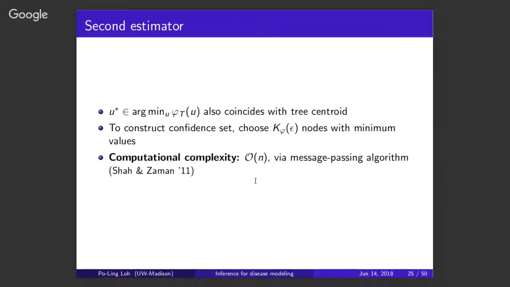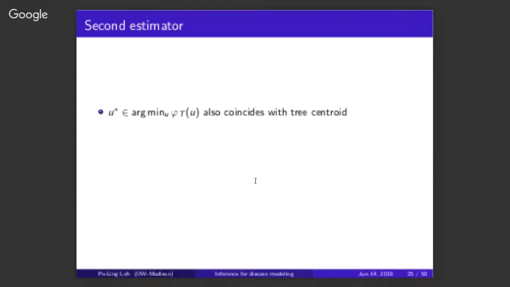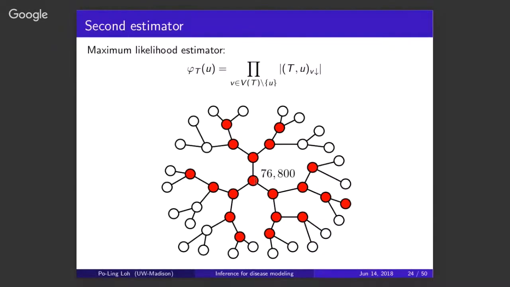Okay. Another thing to note in passing is that one might think that this second criterion is really hard to compute because the numbers are way, way bigger. But from the point of view of computational complexity, it turns out that you can evaluate both phi and psi over the whole graph in order n time, where n is the number of red nodes.